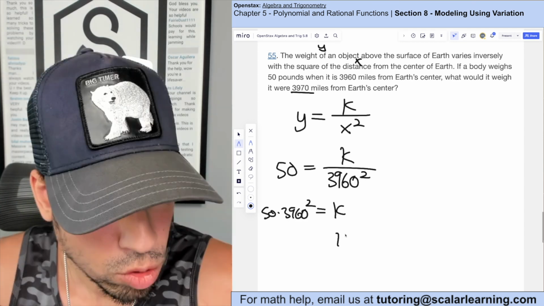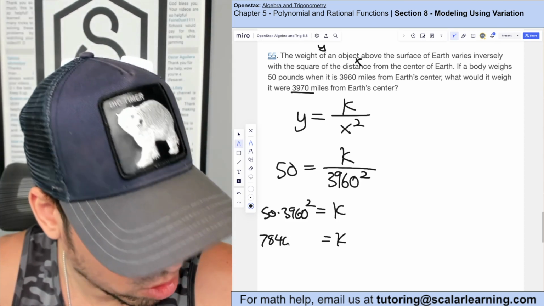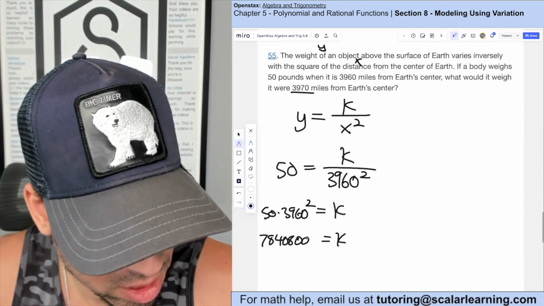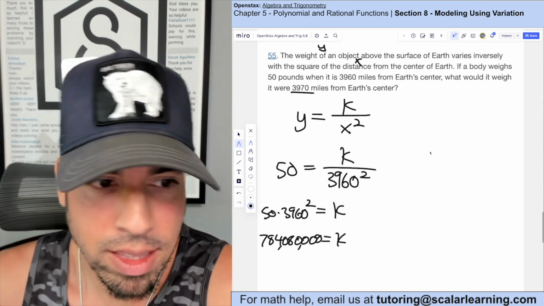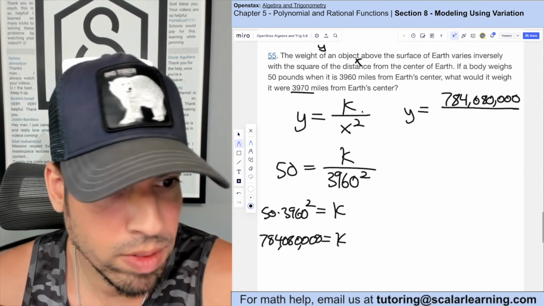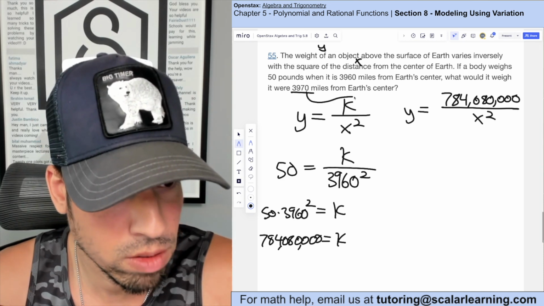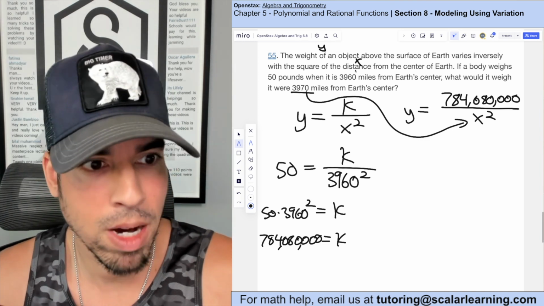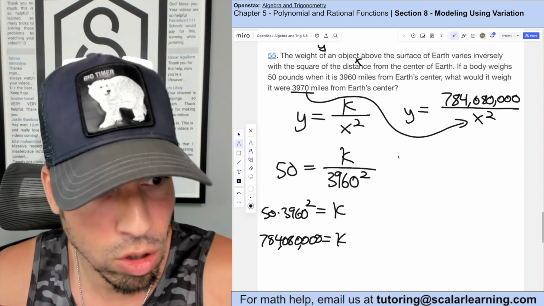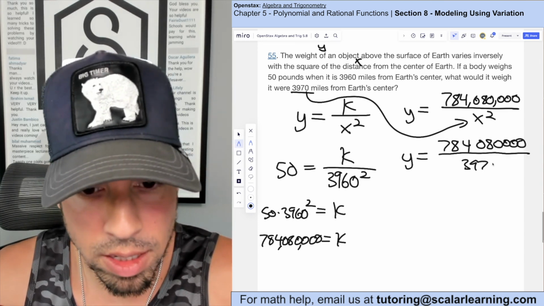It's a huge number. So as we multiply this out with the calculator, we get 784,080,000. So now as we rewrite the equation, we've got that in for k and still x squared. Now we got to solve for this value by plugging and chugging, right? If it were 3,970 miles, and again, distance is the x value. So it's y equals this over 3970 squared.